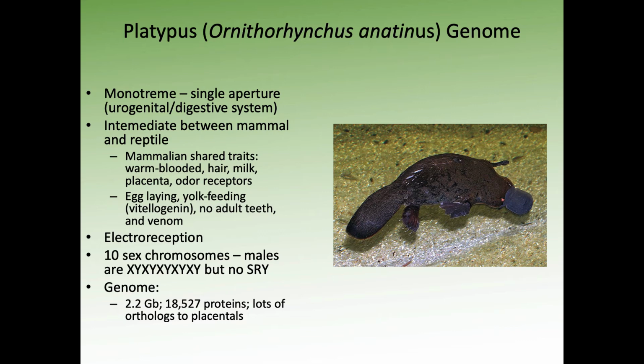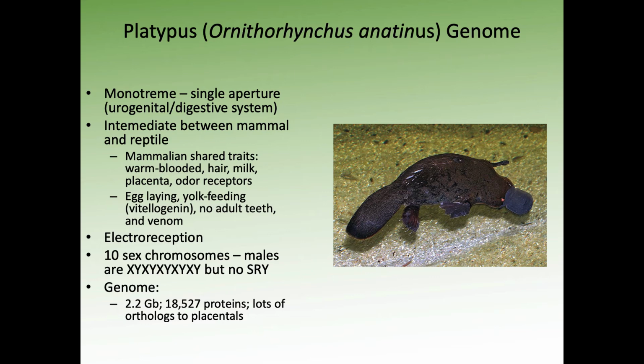So it's seen as sort of an intermediate between mammals and reptiles. It's got a ton of characteristics that it shares with mammals. It's warm-blooded. It's got hair. It makes milk. It has a placenta and odor receptors that are very similar to mammalian ones. And then with reptiles, it's egg-laying. It lays eggs that have yolks in them, vitellogenin, which is very specific to fish and reptiles and amphibians, right? It's got no adult teeth, and it has venom.